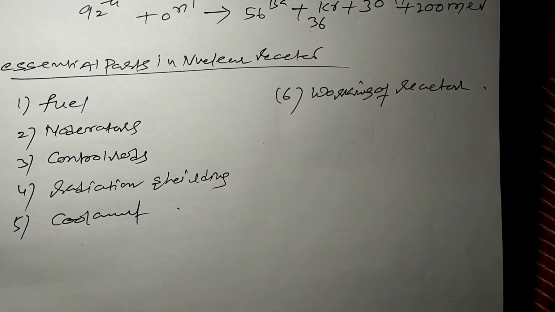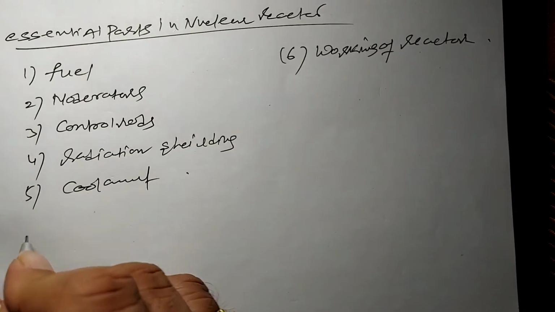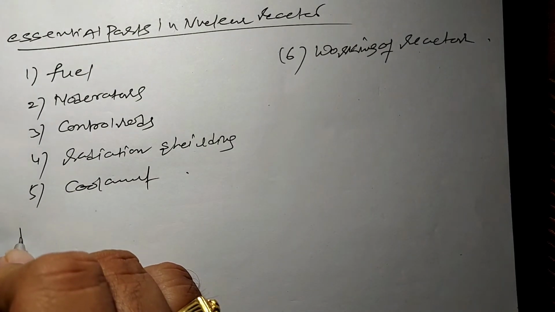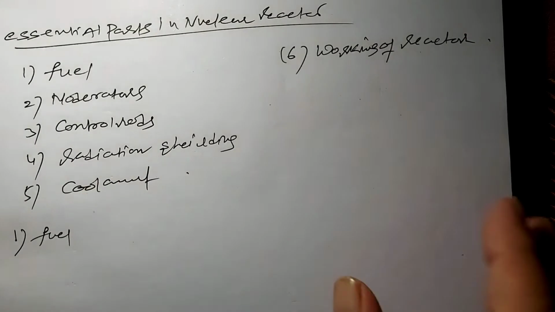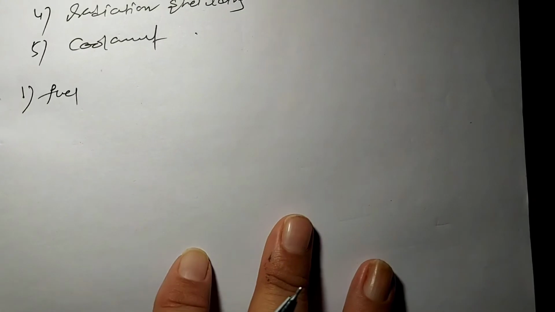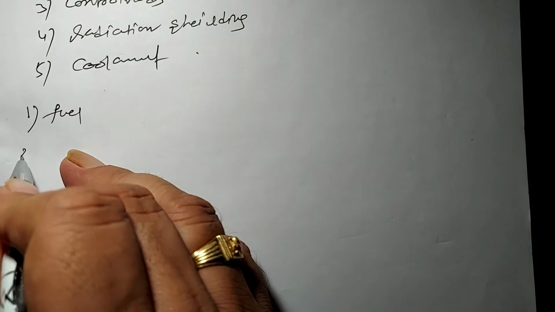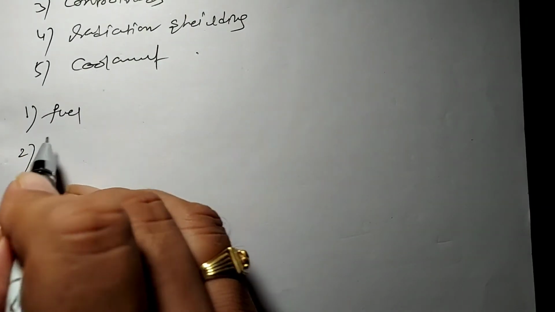First part is fuel. So we take 92 uranium 235 or 92 uranium 238 or 92 uranium 233 as fuel. These are the uranium isotopes, and they are sealed in aluminum cylinders. Just write only those points for the fuel.